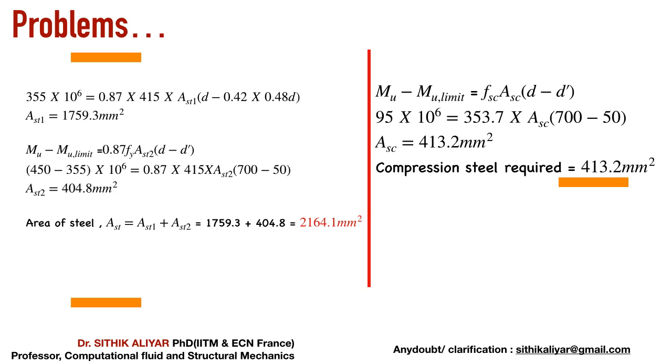I will give you one very critical hint. Remember, approximately Asc will always be 1 by 5 or 1 by 4 times Ast. Okay, the answer is not 2000. The answer is 400. It is approximately 1 by 5. Clear? Nowhere will Asc be 2000 mm square. Nobody will put that. Okay, remember that your answer will be only 400, 500, 300 for these compression steel Asc values.